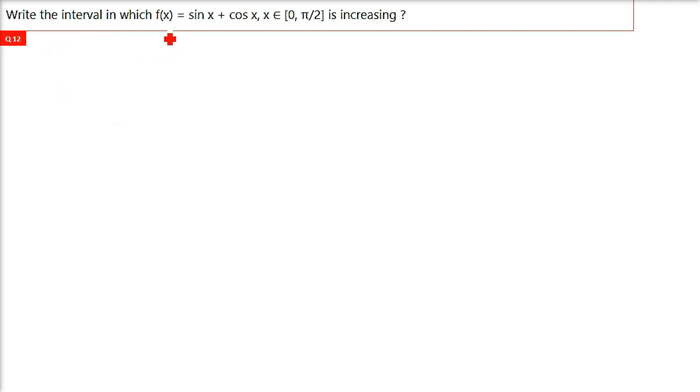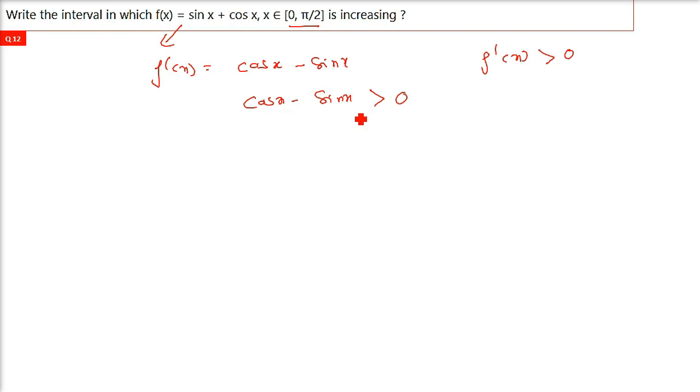Write the interval in which sin x + cos x, where x belongs to (0, pi by 2), is increasing. That means in 0 to pi by 2, it might be increasing somewhere and decreasing somewhere. It is asking in which interval this function is actually increasing. We have f(x), so I'm taking the differentiation f'(x). The derivative of sin x is cos x, and of cos x is minus sin x. So f'(x) should be greater than 0. cos x - sin x should be greater than 0. That is, cos x should be greater than sin x.